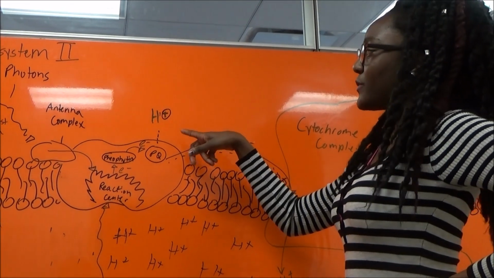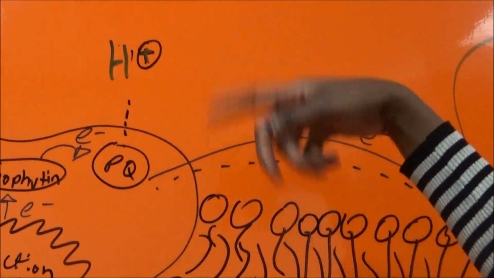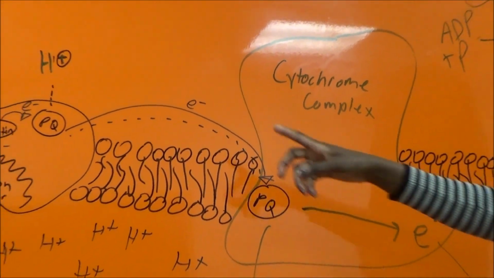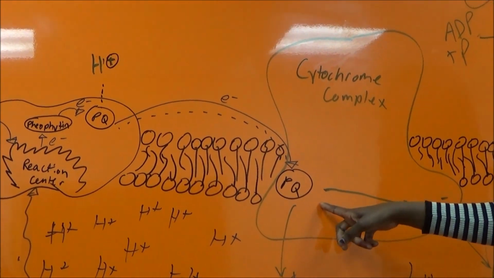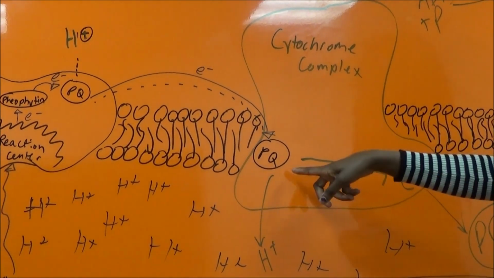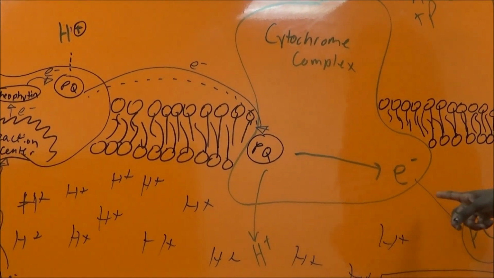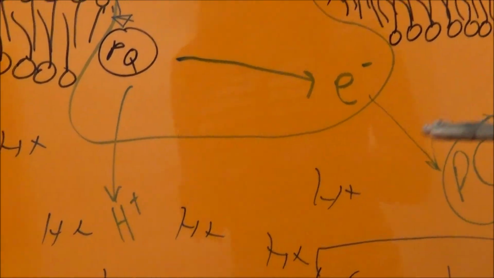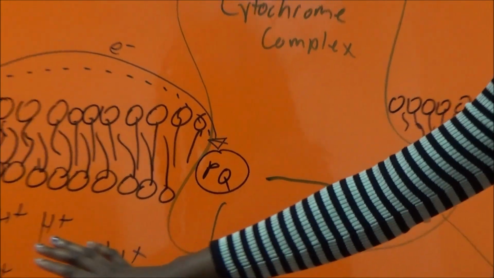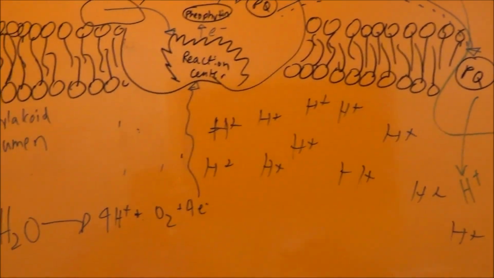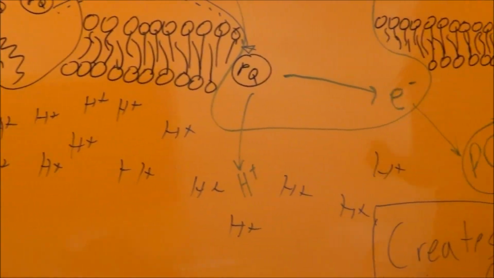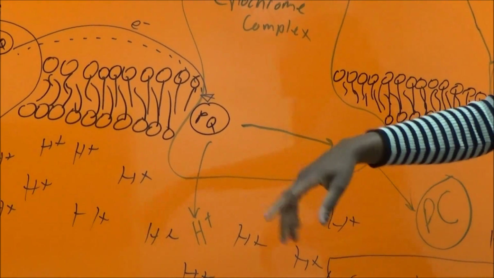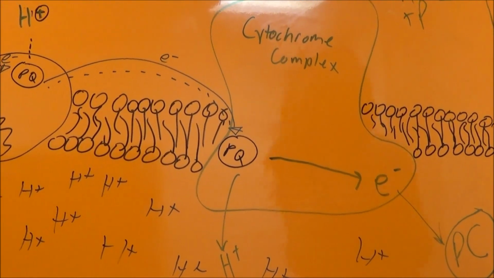So after the PQ accepts the proton from the chloroplast stroma, it transfers it to the cytochrome complex, and the electrons are transported together with the PQ. So as it moves down here, the PQ is oxidized, releasing the electron, as you see here, and a proton. So it keeps doing this until the lumen has an electrochemical gradient, making the inside more positive with a low pH than the outside of the stroma.